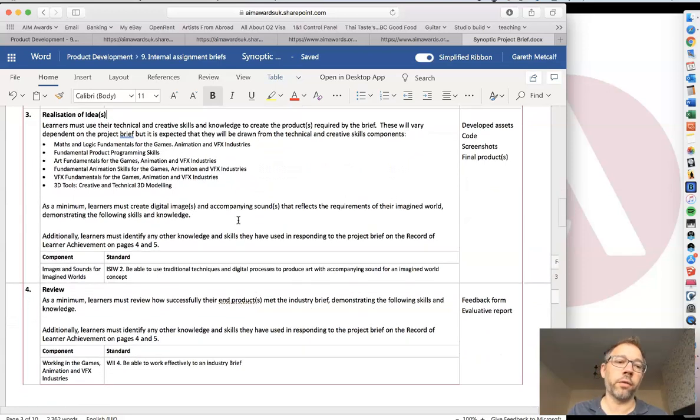It's really this one, the realization of ideas, where we expect learners to be really identifying on that tick sheet technical skills and knowledge that they have used in creating the product or in responding to the brief.